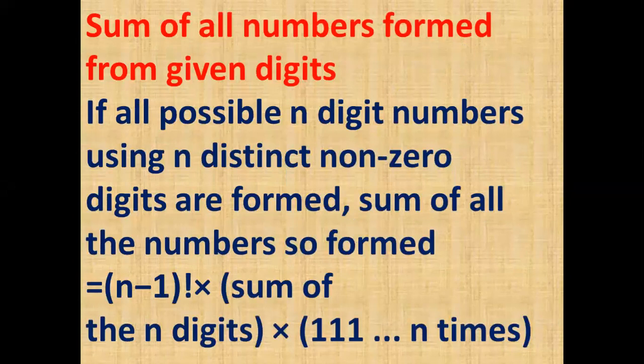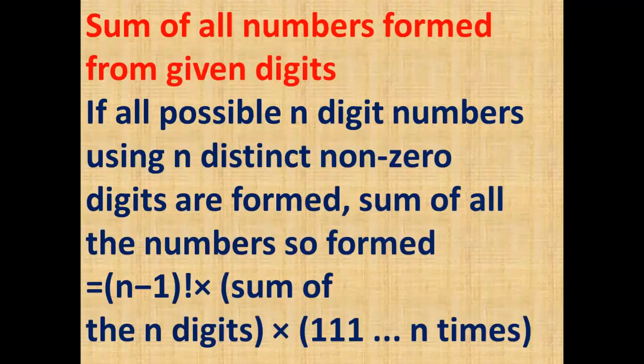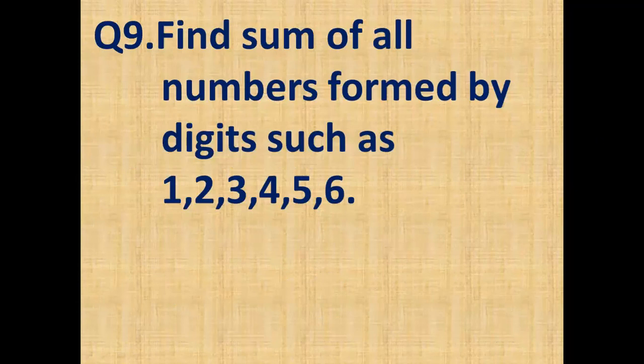Let us discuss another type of question. Suppose I ask you to find the sum of all numbers formed by the digits 1, 2, 3, 4, 5, 6. To solve this kind of question, we have one formula. The formula is that the sum of such numbers would be factorial n minus 1, into the sum of the n digits, multiplied by 111 n times.